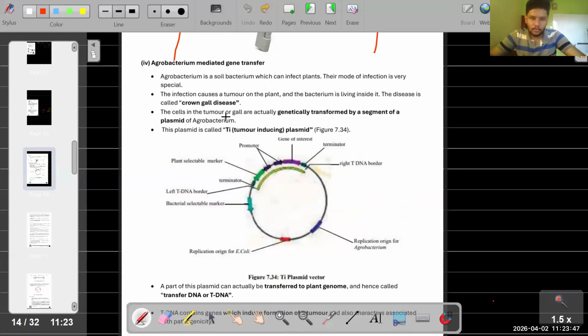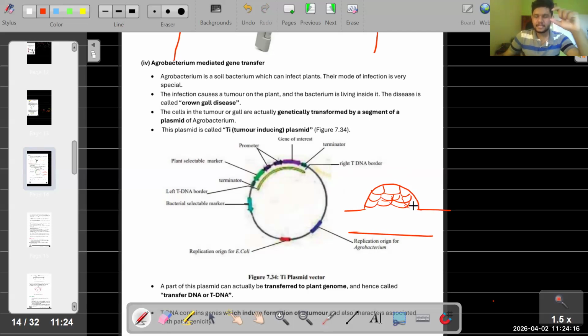So now they're speaking about the structures, right? They're saying that normally in the cells in the tumor, normally this is the thing. Now think of this as the tumor that is present in the plant. If you take this tumor, the cells of the tumor are being genetically transformed from a segment of plasmid of agrobacterium.